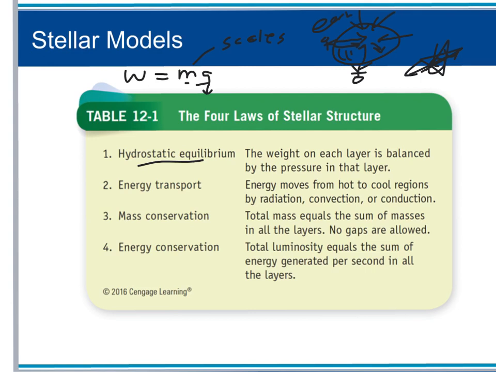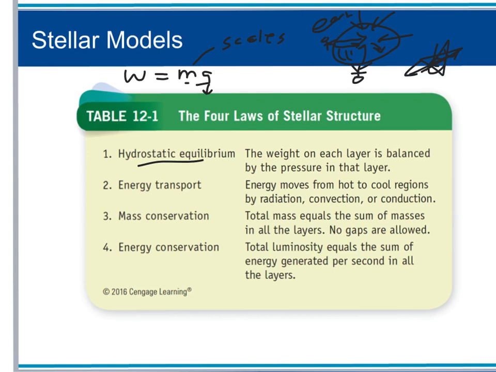And then energy transport, we did look at that, where energy moves from hot to cool regions, and it does so by three means: radiation, convection, or conduction. And then the new terms now are mass conservation and energy conservation. Mass conservation is when the total mass equals the sum of the masses in all the layers.